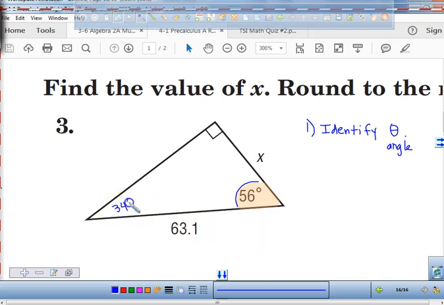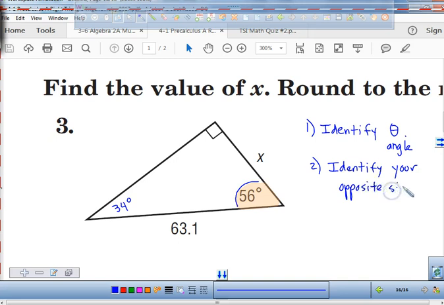34. So if you wanted to, you could go from this 34-degree angle and do the same problem. But since they've already given us the 56, we're going to start from there. Okay? Step number 2. Identify your opposite side. This is step 2.